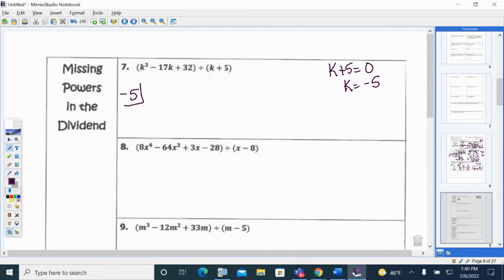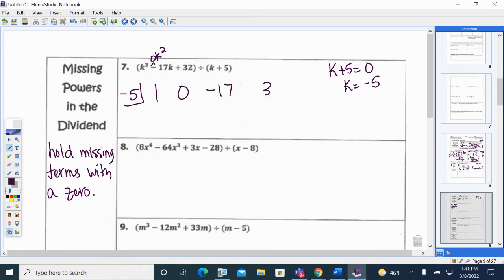Now, what I would like to point out is it starts with a k to the 3rd power. So when I'm doing synthetic or even long division, if there is a missing term, you have to hold that spot with a 0. So the k squared is missing. So I'm going to put a 0 k squared here, right? So 1 k cubed, 0 k squared, negative 17k, and then my 32.